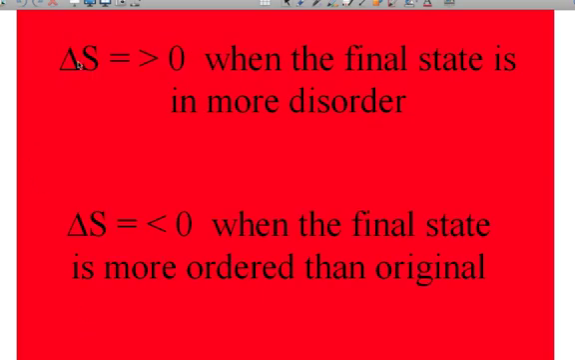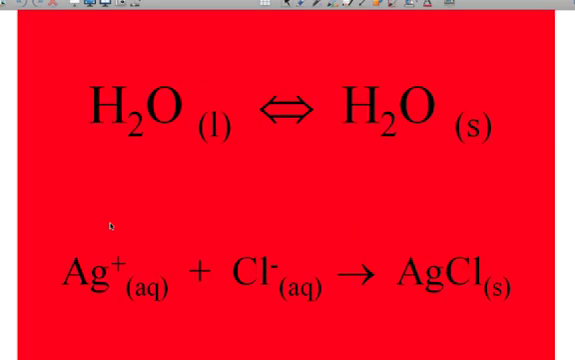So if your change in entropy is larger than 0, that means that the final state is in more disorder than the original state. If delta S is less than 0, then the final state is more orderly than the original state. Remember, delta S is the measurement of disorder.